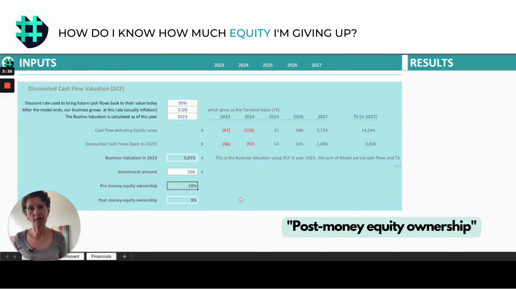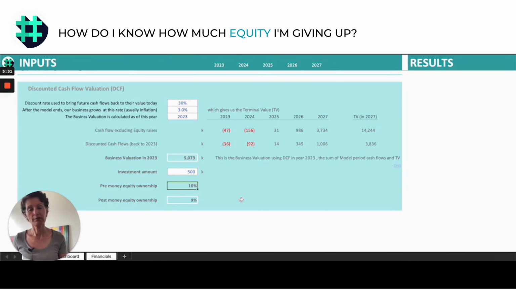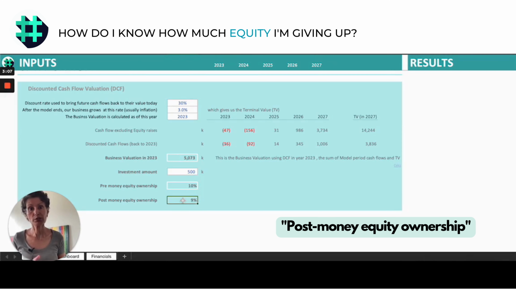And what you need to do to come up with what's called a post-money equity ownership is to take the 500,000 that you're raising and add it to the 5 million valuation to get a total post-raise valuation of 5.5 million, and then compare the 500,000 to that total valuation after the fundraising. So you take the 500,000 and you divide it, not by 5 million, but by 5.5, and that gives you a post-money equity ownership equivalent of 9%.